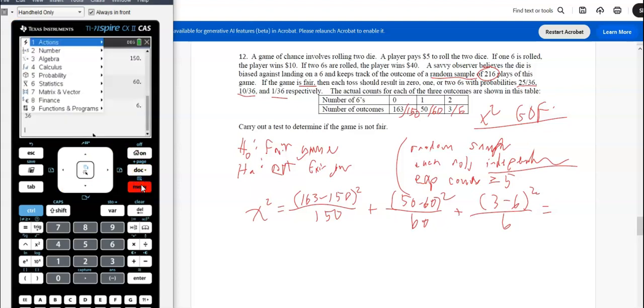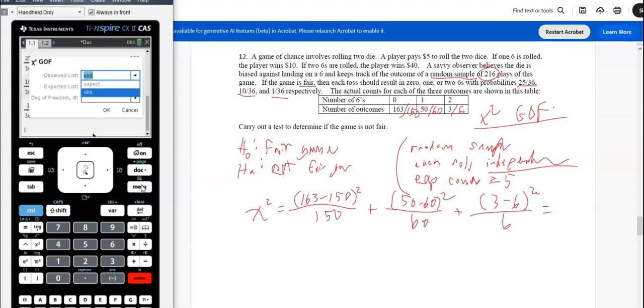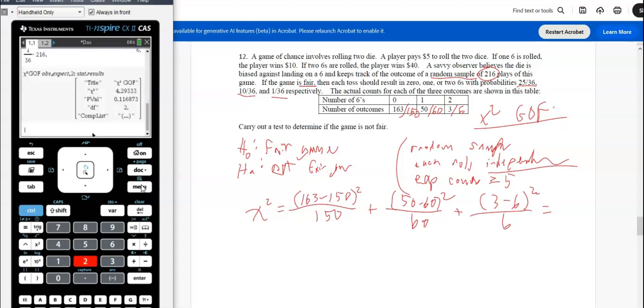Go menu, 6, 7, goodness of fit. Choose the observed, choose the expected, and degrees of freedom would be categories minus 1, which is 2. There you go. If you want the comp list to see which one was the biggest contributor, if they asked about that, you would go variable and do that. You can see that the middle one was the biggest contributor there, rolling the number of 6s as a 1.